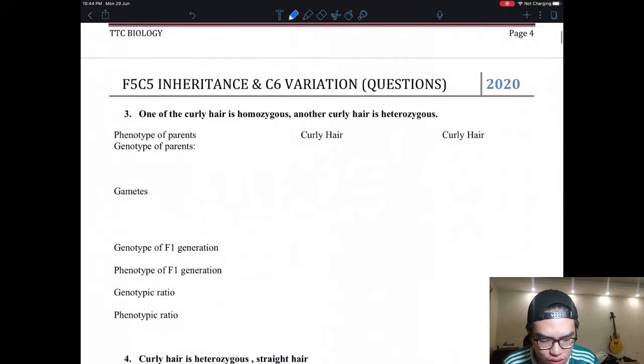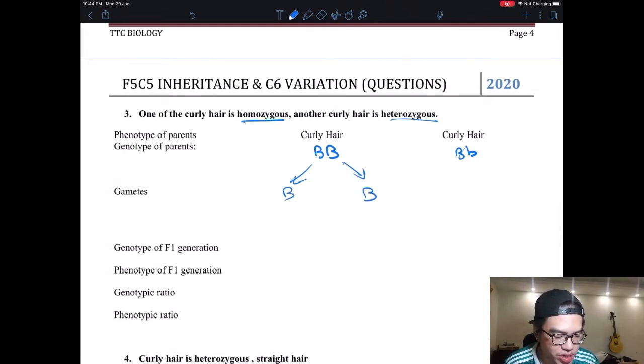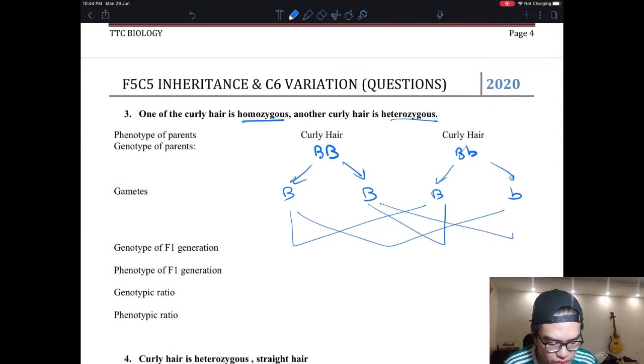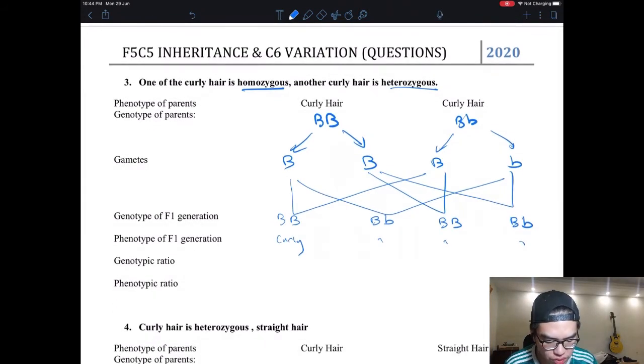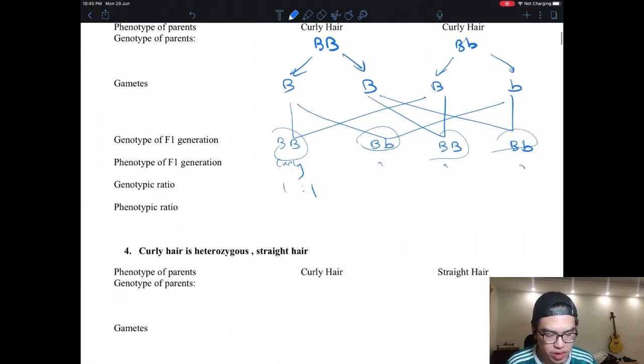One of the curly hair parents is homozygous, another curly hair parent is heterozygous. Let's say the father is homozygous curly, so your father has pure gene. Your mother is heterozygous, so your mother is like this. It doesn't matter whether father or mother, same thing. So the gametes will be all dominant gene from the father, and for the mother, half dominant, half recessive. Again, 1 3, 1 4, 2 3, 2 4. We get big, big, big, small, big, big, big, small. So it will be all curly. The genotypic ratio is 1 to 1 because you have 2 big B's and then 2 big small. And the phenotypic ratio is 4 to 0.